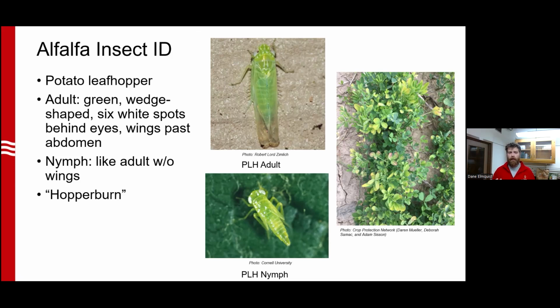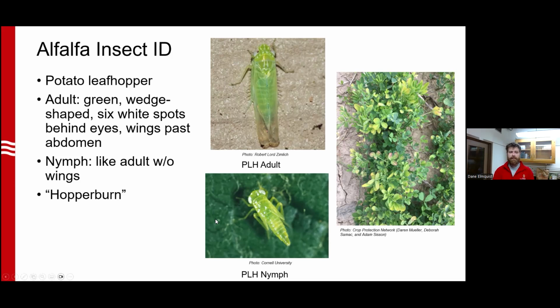All stages have piercing, sucking mouth parts. They're going to jump quickly when disturbed, and adults can fly because they've got those wings. The immature stages, which are called nymphs, look very, very similar to the adults. They're pale green to yellow, but they don't have wings.